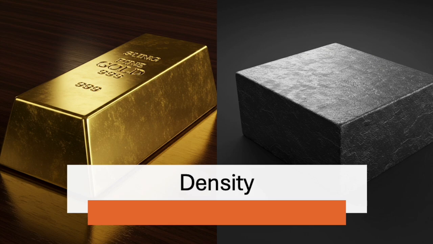Density can also be used to identify materials. For example, if you have two blocks of metal that look the same, you can determine which one is gold and which one is lead by measuring their densities. Gold is much denser than lead, so a block of gold would have a greater mass than a block of lead if both have the same volume, because gold is much denser than lead.